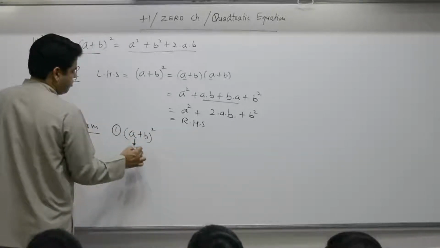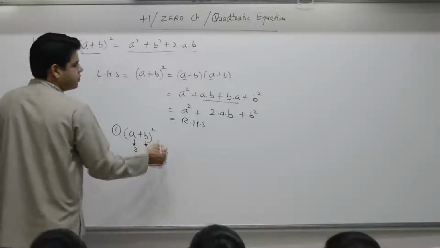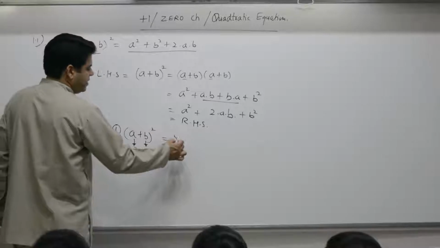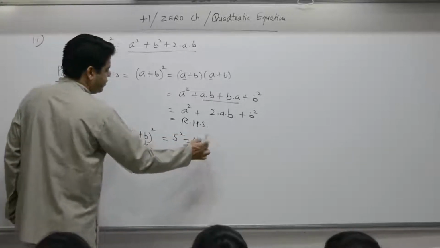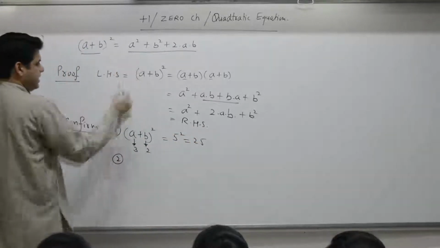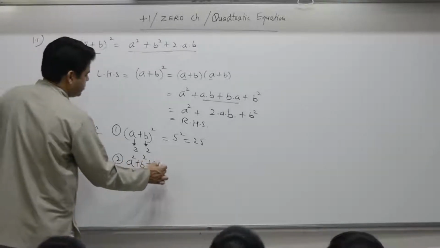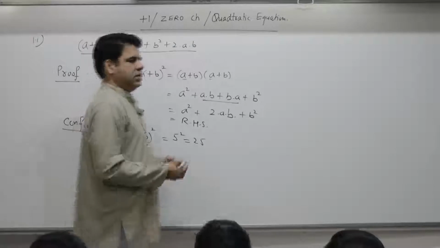let a is 3 and b is 2. So left hand side is 3 plus 2, 5 square. कितना आ गया 25. Check the right part. Check a square plus b square plus 2ab is equal to what? Do it.